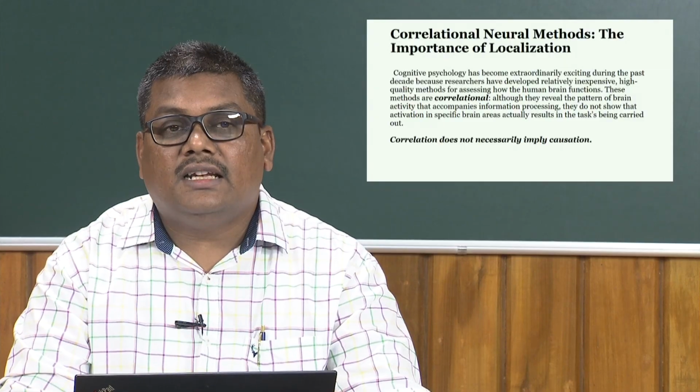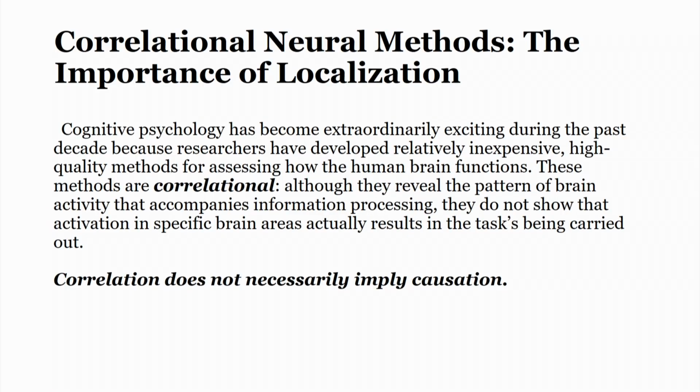The next method that we use in studying cognition or cognitive processes is the correlation or the neural methods. Now, what does correlation really mean? What is the heart of this matter? The heart of this method is localization. As we discussed at the start of the lecture, the new wave of cognitive science is looking towards the brain to explain how these cognitive processes or mental events are being processed.